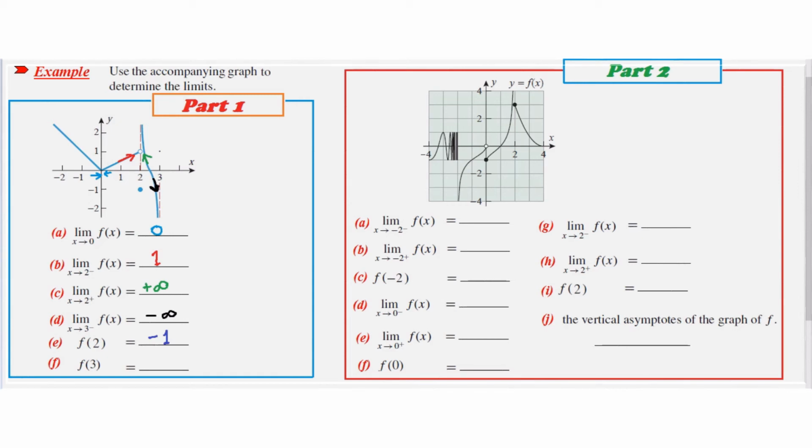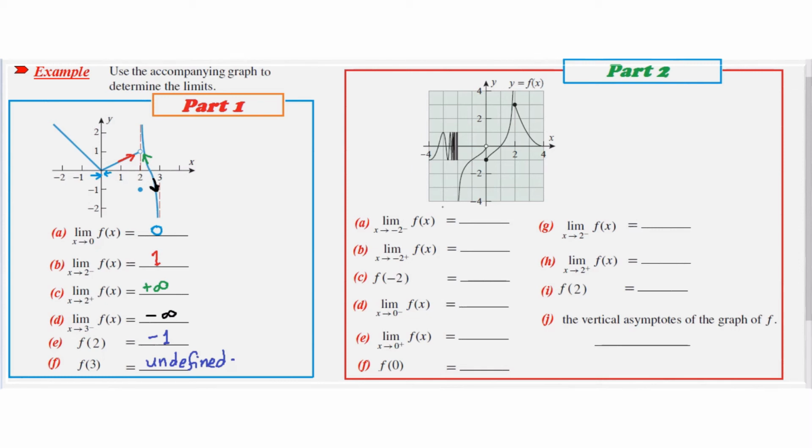There is no closed circle. That means that the function f is undefined when x equals 3. Now this is the end of part 1. Now we'll turn to part 2.